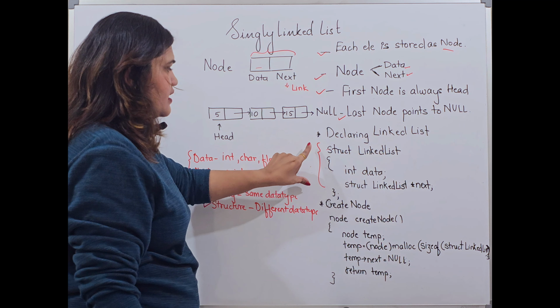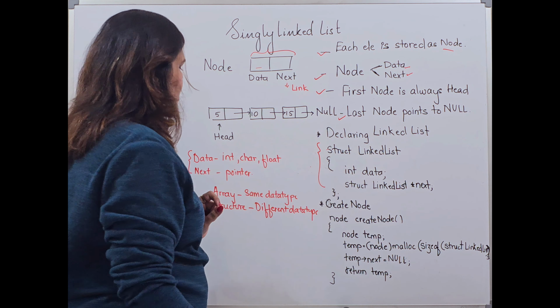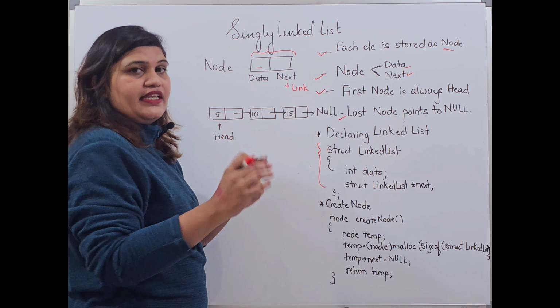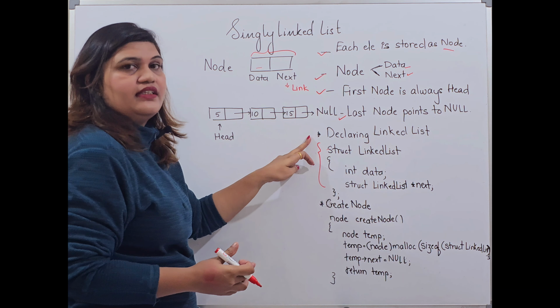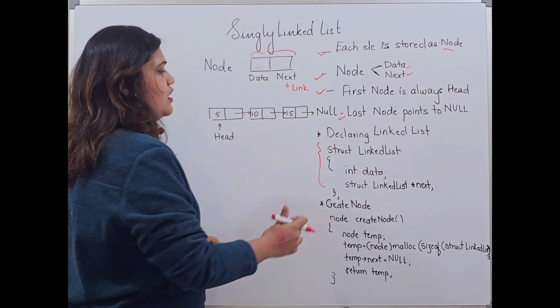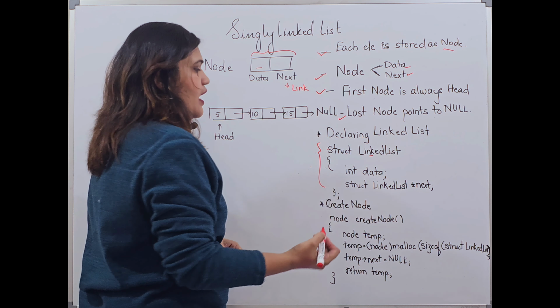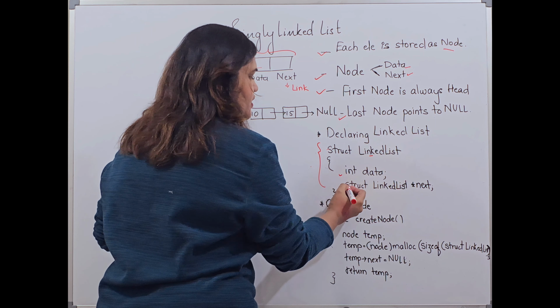Okay, now let's try to understand this structure. If you look at your node, there are two things, right? Data and next. So I need to declare this structure. That's why I'm declaring this. In my structure, the name is linked list. You can give any name for your structure. And with that, I am declaring these two things.